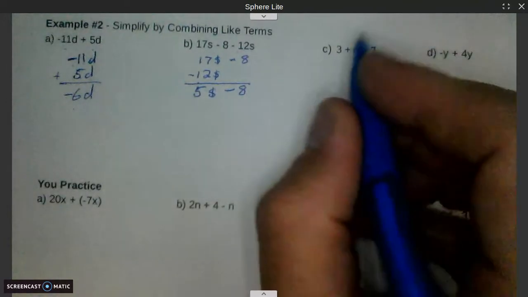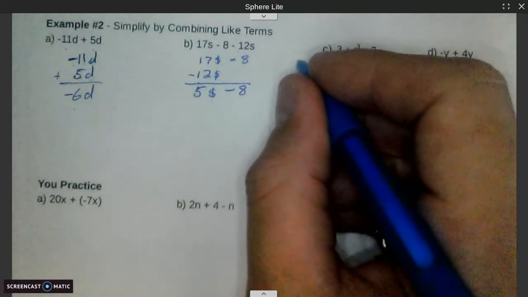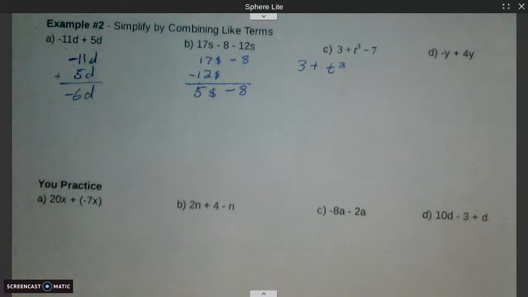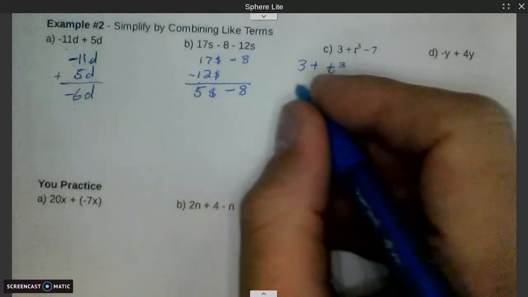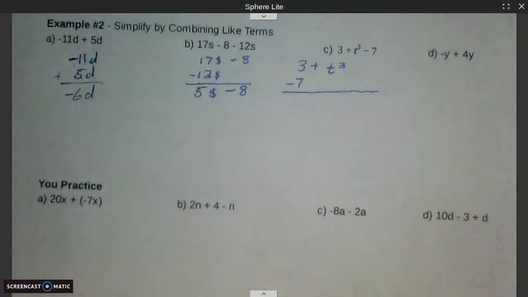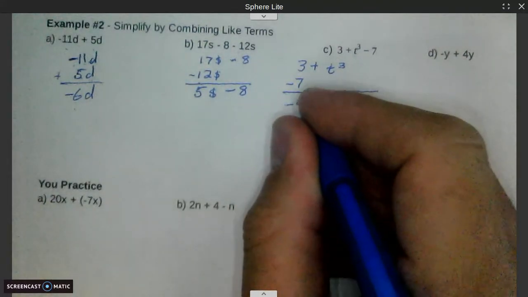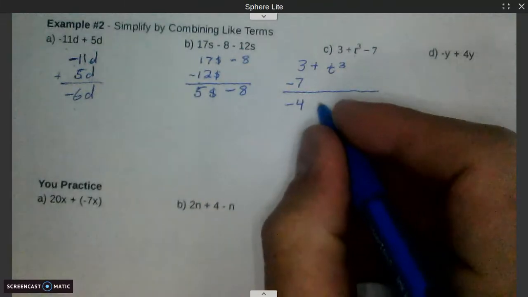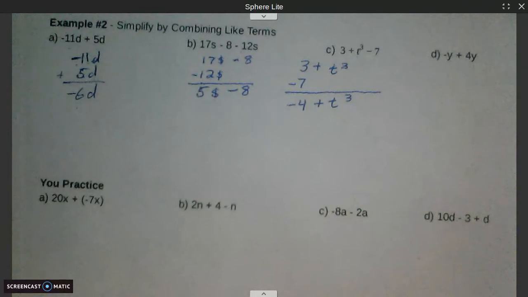In this case, I have a t cubed. And then I have a 3, so 3 plus t cubed. And then I have my minus 7. This doesn't have a variable, so I'm going to line up my minus 7 below the 3. So 3 minus 7 is negative 4. T cubed doesn't have anything to combine with, so there's my answer.